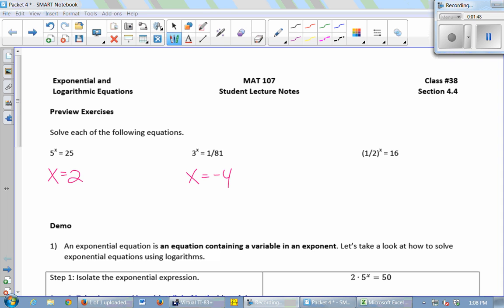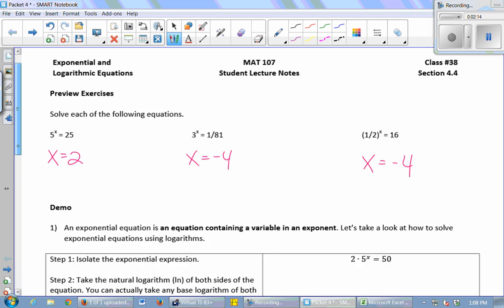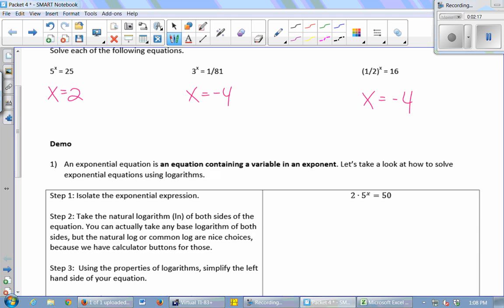You have to remember the rules of negative exponents. 3 to the -4 is 1 over 3 to the 4, which is 1 over 81. And then what do you raise 1/2 to make 16? If it was 4, it would be 1/2 times 1/2 times 1/2 times 1/2, which would be 1/16. If you want to flip it, make the exponent negative.